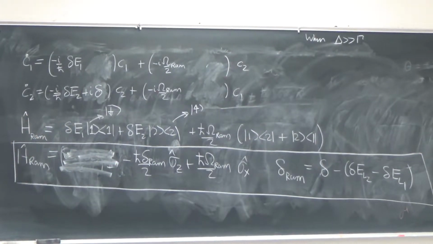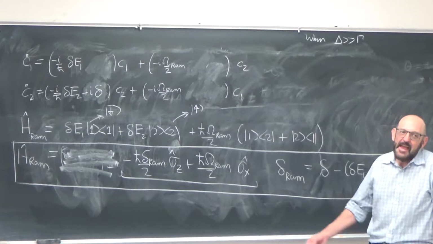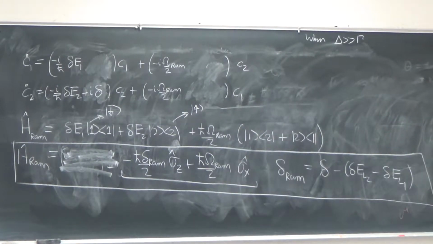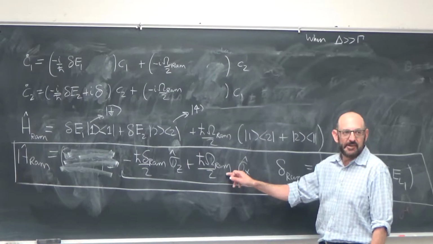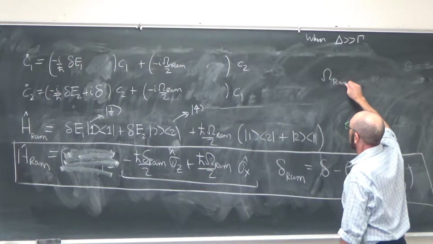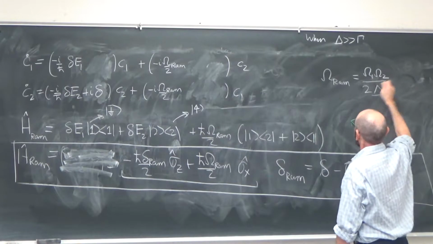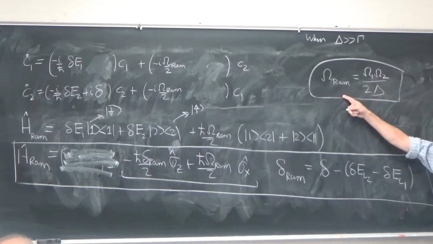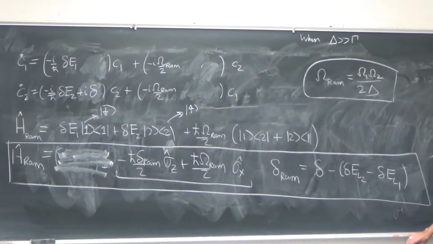But what is this term? Well, this is just our two-level atom in an effective magnetic field, right? We have the detuning term and the Rabi frequency term. Our Rabi frequency is the two-photon Rabi frequency, omega 1, omega 2 over 2 delta. So this is my Raman Rabi frequency. And then I have a detuning.